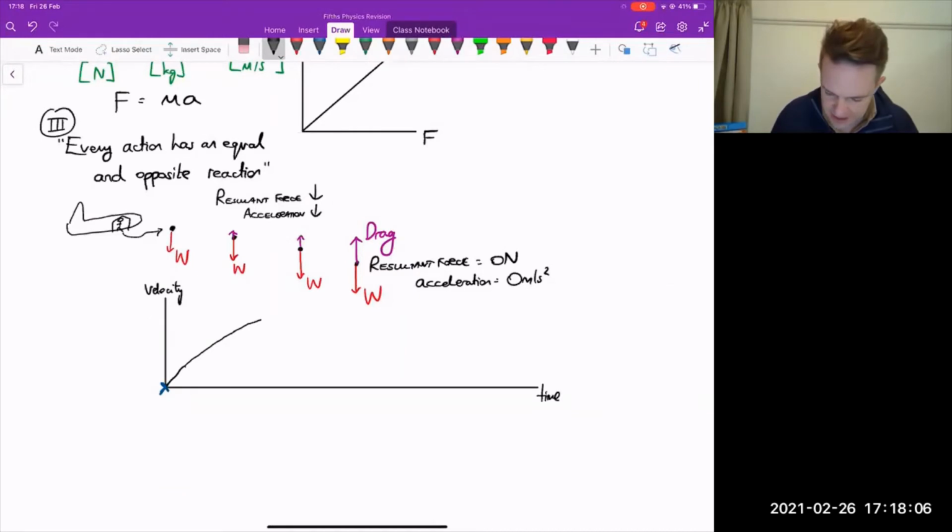So this line, in fact, levels off, and then the person will move at a constant velocity in this region here, and that velocity, if we read it off the graph, let's call it Vt. This is the terminal velocity.